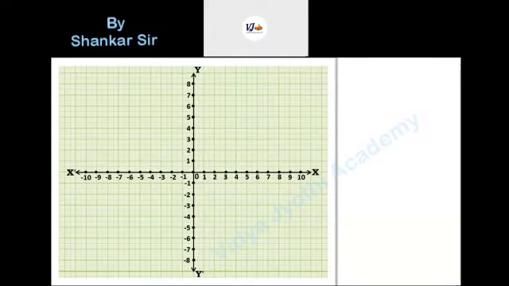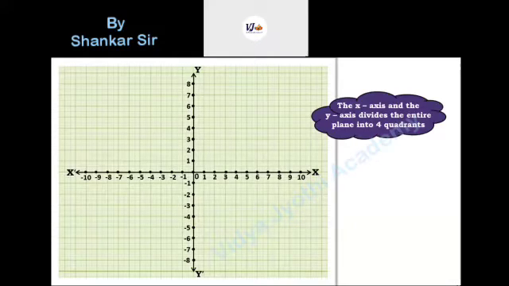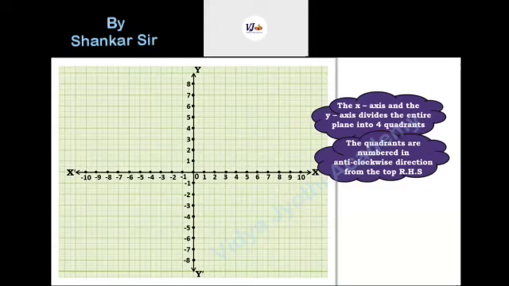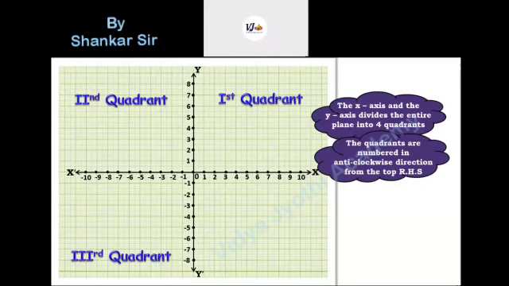You can use your graph book or graph paper to locate the points, and you can just draw all the things here. Whatever I'm showing, just draw all of it. Okay, next. The x-axis and the y-axis divide the entire plane into 4 quadrants. They are called the first quadrant, second quadrant, third quadrant and fourth quadrant.